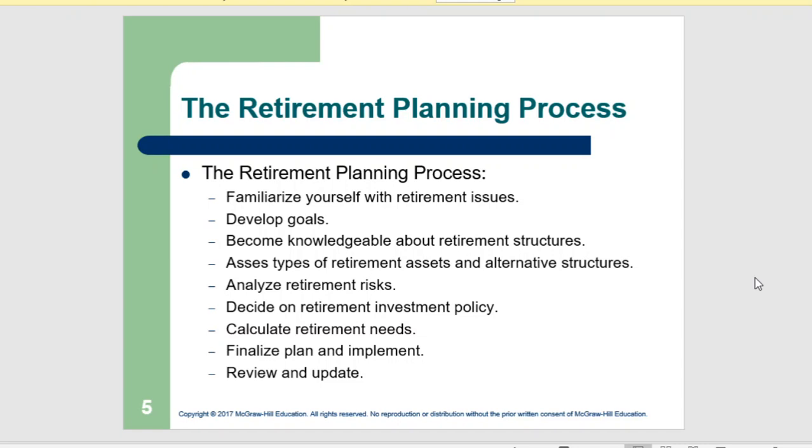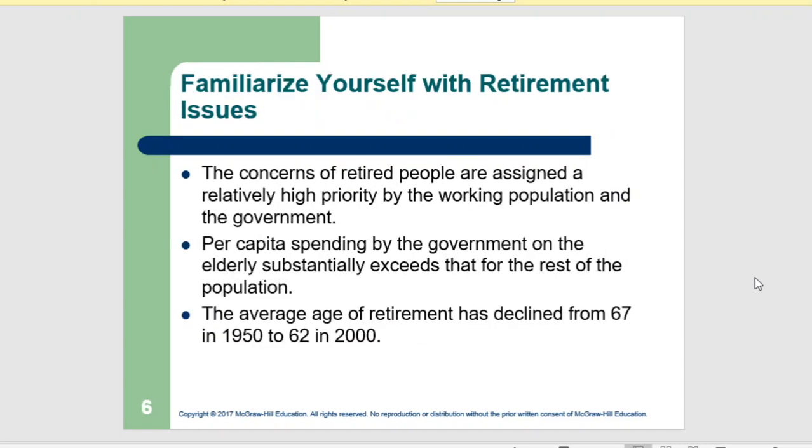And so that creates a savings plan, an investment plan, a long-term retirement plan, and then that plan is periodically reviewed and updated as things change. So doing it properly is an involved process with lots of different steps. We'll go over each of those in a little more detail. So first, familiarize yourself with retirement issues.